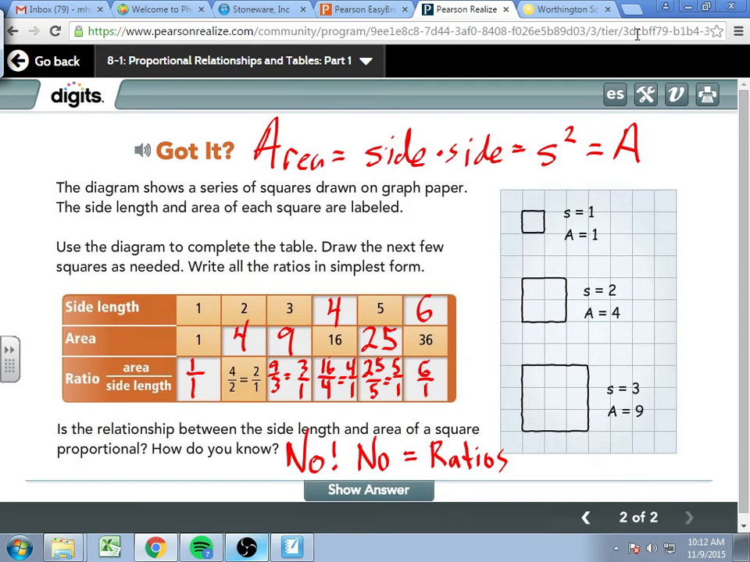And you could have actually figured that out easily by asking, how do I find the area? I find the area by doing the side length times itself, not times a number, but times itself. For this to be proportional, it would have to be like my one value equals something times my other value, but it has to be a constant. It has to be a number.